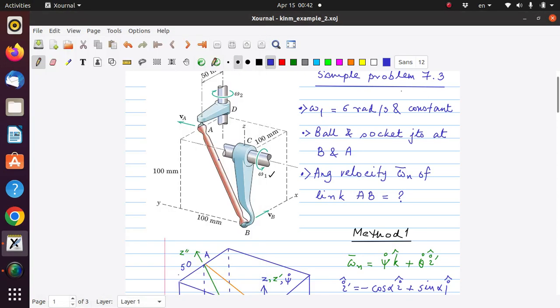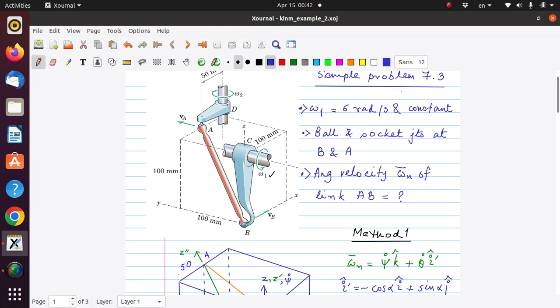So here this is the problem. This AB is actually a link. AB is a link, and at point A there is a ball and socket joint, at point B there is another ball and socket joint, and this CB is a crank. So CB rotates about this axis with an angular velocity omega 1, and omega 1 is 6 radian per second and constant at this instant.